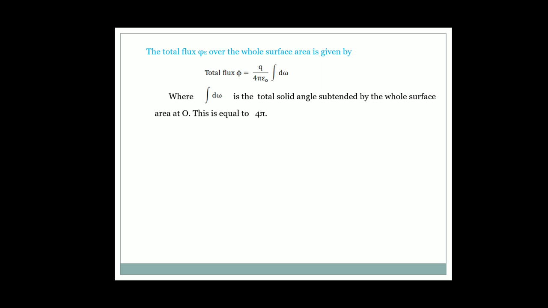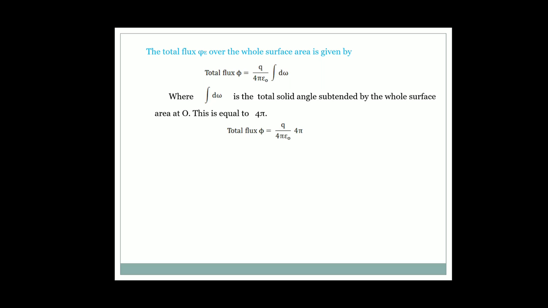We know that at a plane angle, the angle subtended at center O is 360 degrees, which is equal to 2 pi radian. At the same time, the solid angle subtended at the center point O by the closed surface is 4 pi steradian. So the integration of d omega can be written as 4 pi.